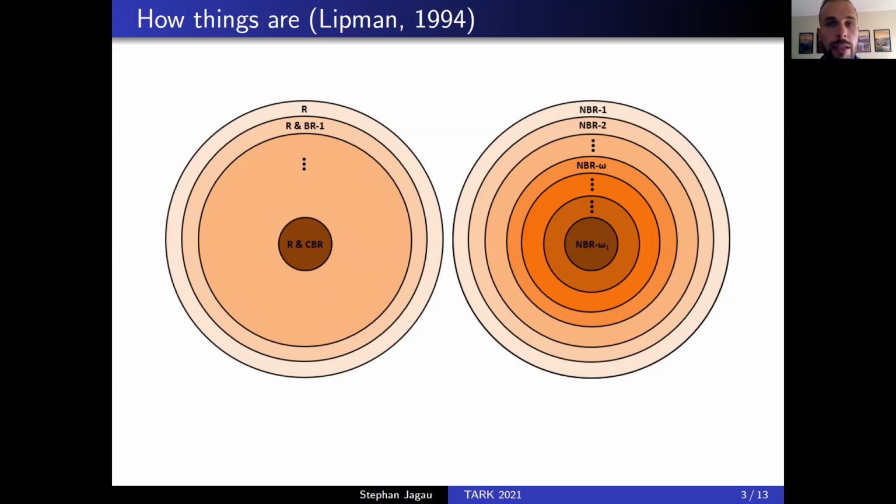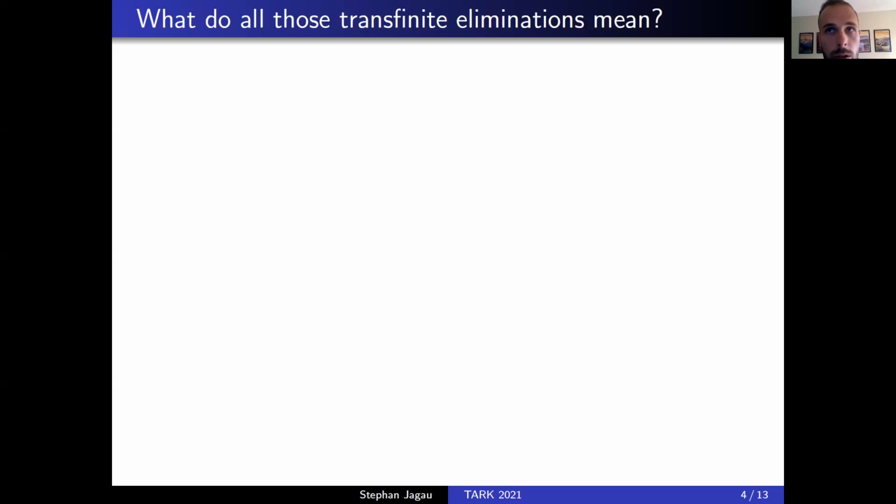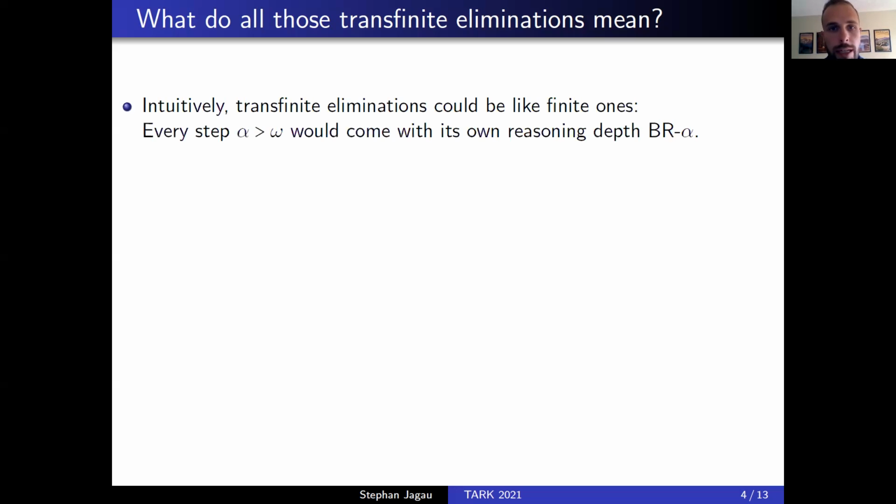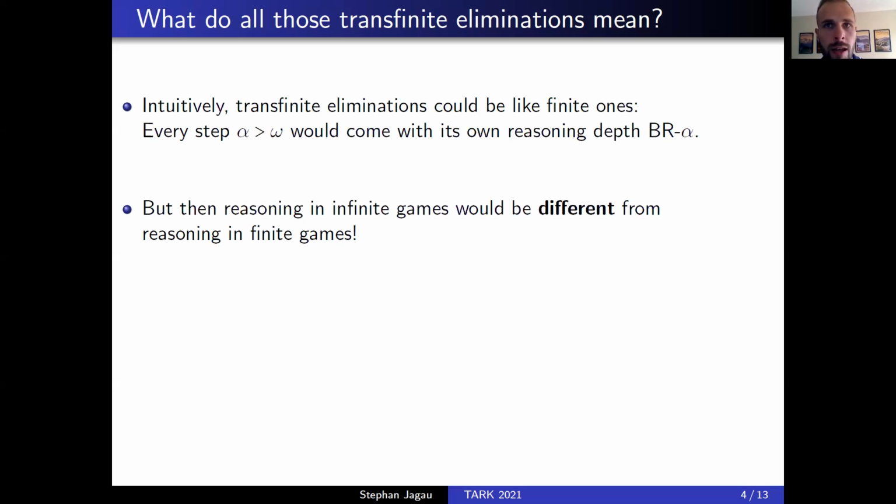So then naturally the question is, what happens on the left side of the picture to the reasoning? What do all those transfinite elimination steps mean epistemically? Well, intuitively, we could think that the transfinite eliminations, how about they just work like finite ones? So for every step alpha, every transfinite step alpha, that comes with its own reasoning depth up to alpha-fold belief in rationality. Looks nice, nice extension of the fundamental theorem of epistemic game theory to the infinite world, but seems a little troubling if you think about it.